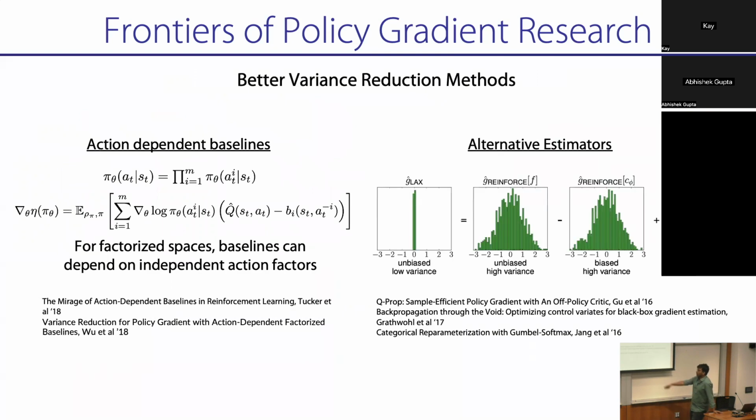We talked a little bit about variance reduction methods. There are some methods like backprop through the void, which we talked about last time. There are other methods that use factorization of the action space to get better variance reduction. But variance reduction is still an interesting area. I don't think our variance is that low.